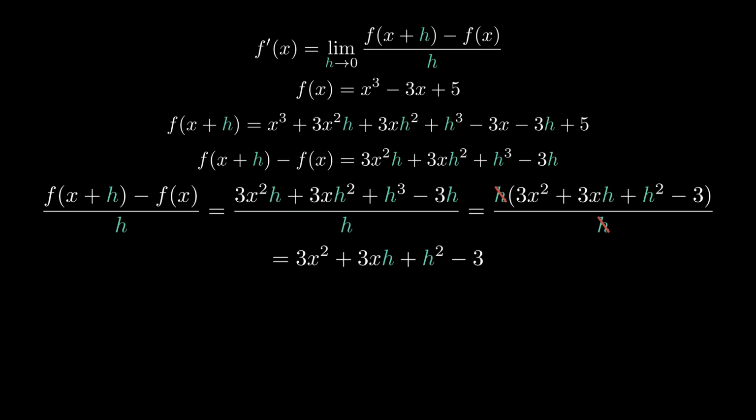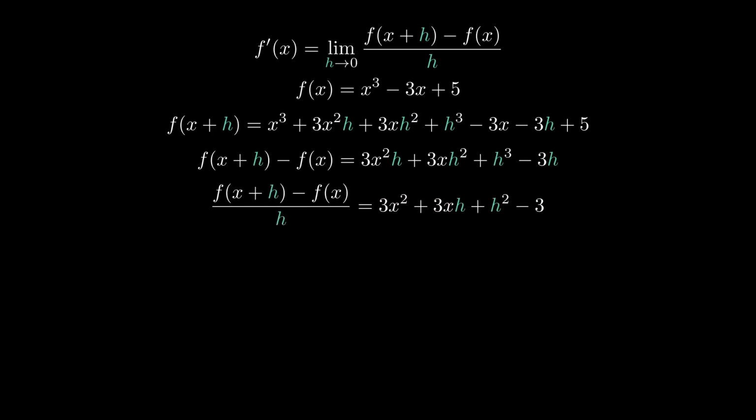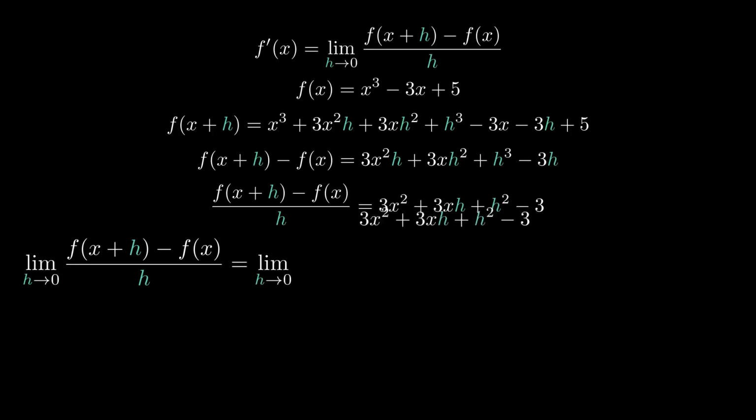Now the next step is to now find the limit as h approaches 0 of f of x plus h minus f of x all over h. So we're just going to take what we found previously, and now we're going to find the limit as h approaches 0 of that result. So basically now we're going to calculate the limit as h approaches 0 of 3x squared plus 3x times h plus h squared minus 3.